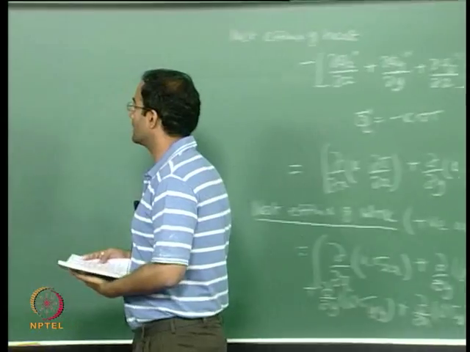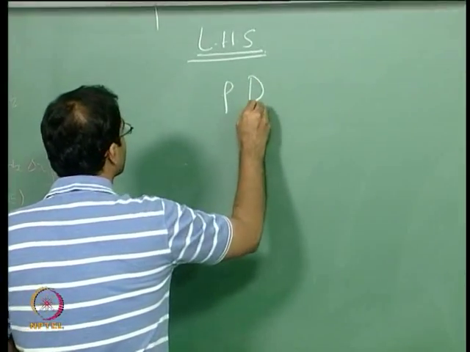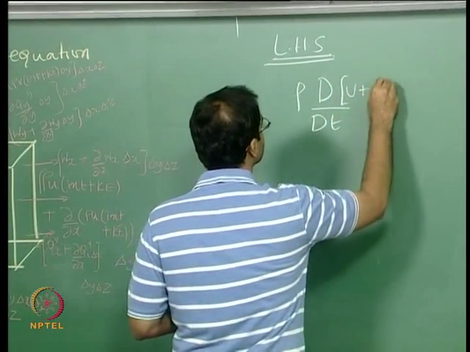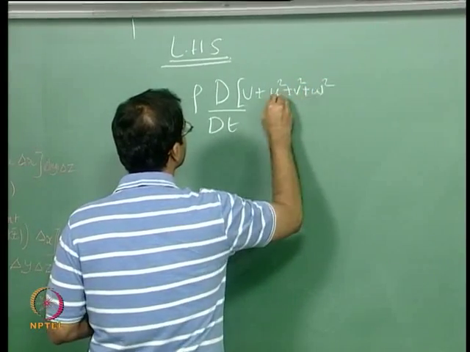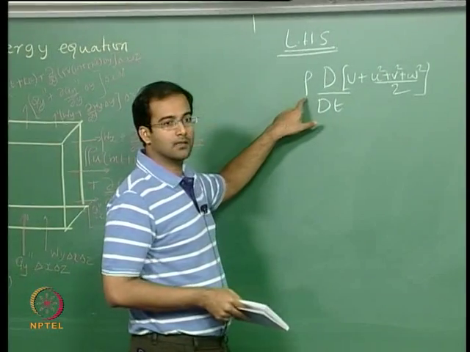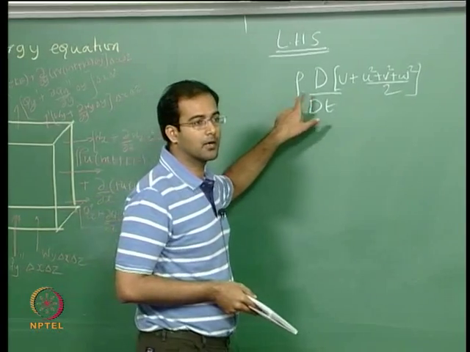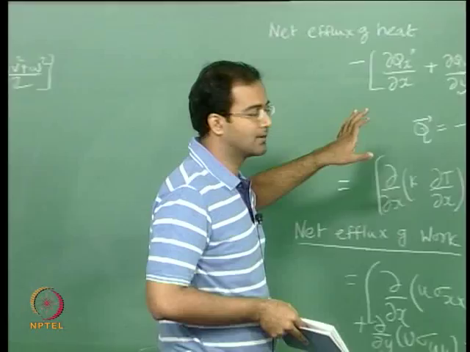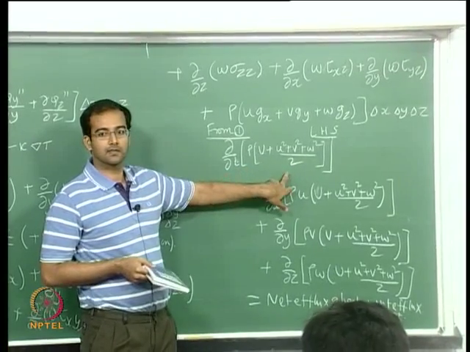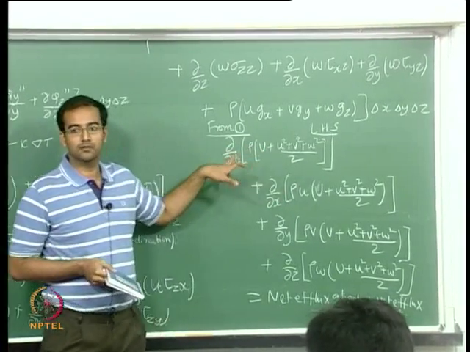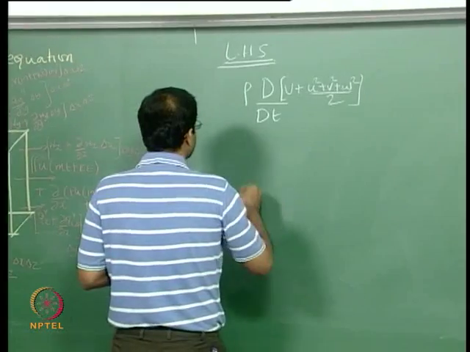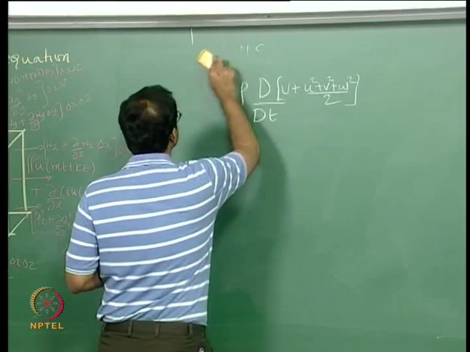So that can be written as rho into the total derivative, d by dt, of this, because the continuity is satisfied and I can take the rho out. I am not making any assumption here, not even the incompressible assumption, but you can see that if you expand this, the compressible form of continuity itself is satisfied. So I can write this as rho into the total derivative of the internal and kinetic energies. So the LHS is simplified, and now I can equate that to the other terms.